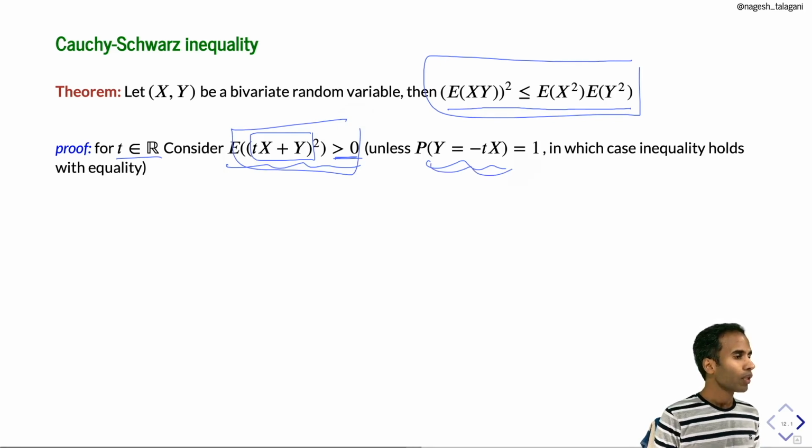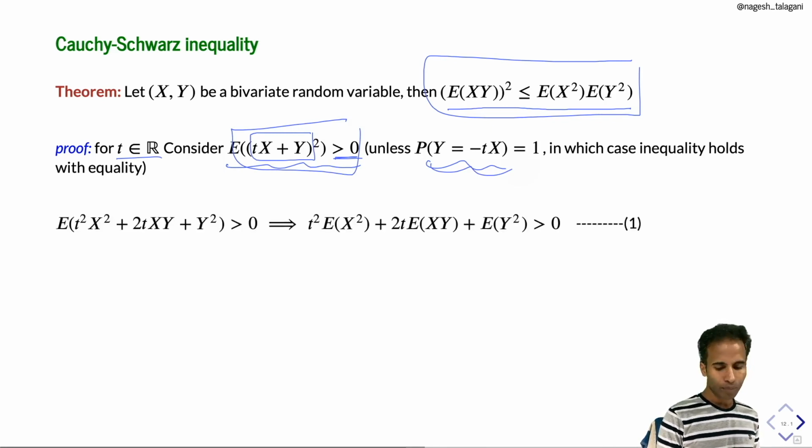Okay, so if I expand inside this (tx plus y) whole square, I can write like this. The expansion of (tx plus y) whole square is what? t square x square plus 2txy plus y square. This expectation of t square x square plus 2txy plus y square is positive. Now if we apply the linear property of expectation, we can take expectation inside like this. So we can write t square expectation of x square plus 2t expectation of xy plus expectation of y square. This is positive. Okay, let me call it 1.